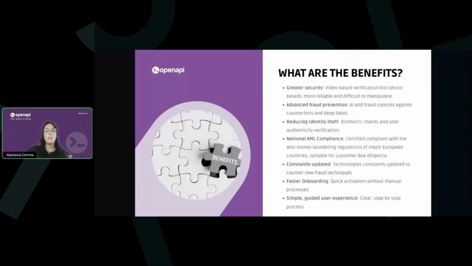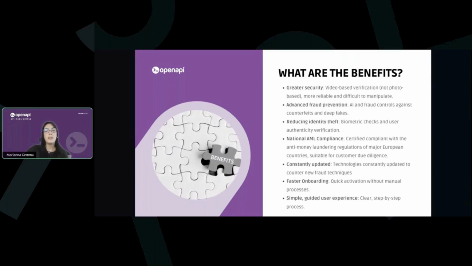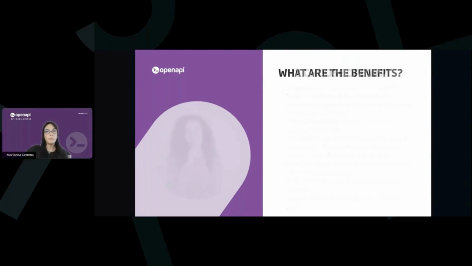So what are the main benefits? First of all, higher security, because video is harder to fake than photos. Then better fraud prevention thanks to AI and advanced controls. It also reduces identity theft thanks to biometric checks. Another key point is speed. Users can complete the process in just a few minutes, which improves the onboarding experience. And finally, the process is simple and guided, so it is easier for a user to follow.